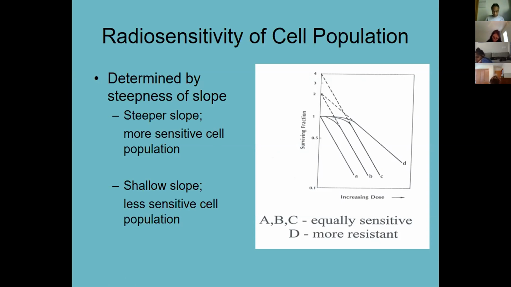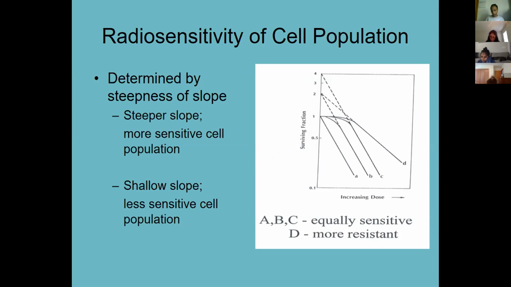No, look at them. The most steep slope is A. B is a little less steep, so it would be a little less radiosensitive. C is the broadest, or the most shallow slope, so it is the least sensitive. They are only equally sensitive when the lines are parallel, or for exponentials, they'd have to be right on top of each other.